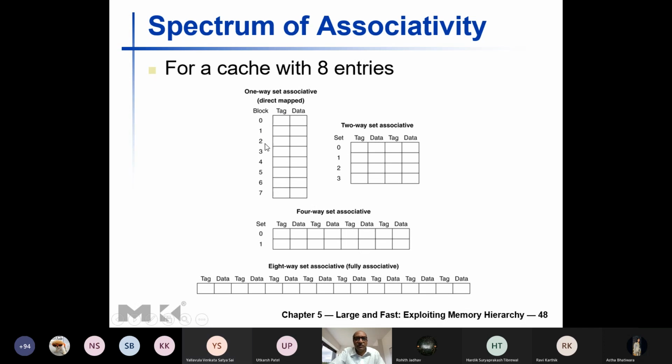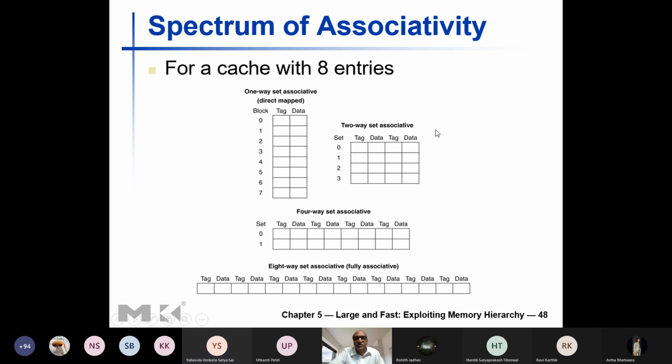And if you want to term this with respect to set associative, you can say that the number of sets is 8, and this is one-way set associative. That means each set contains only one block, so it's one-way set associative. There are 8 sets.